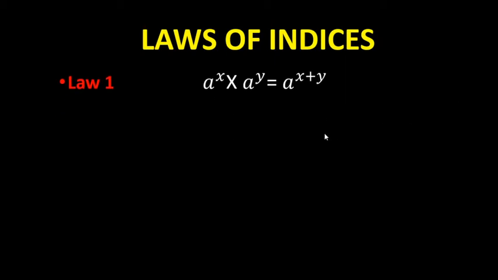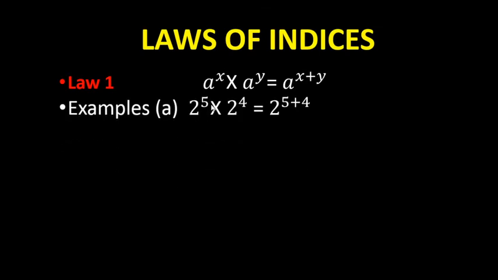Law 1. A raised to power x times a raised to power y will give us a to the power of x plus y. Anytime the bases are the same and we have the powers, the first thing you do is to write the base and then we sum the index. For example, 2 raised to power 5 times 2 raised to power 4 will give us, since the bases are the same, 2. Then the index will be summed together, 5 plus 4, and that will be 2 raised to power 9.